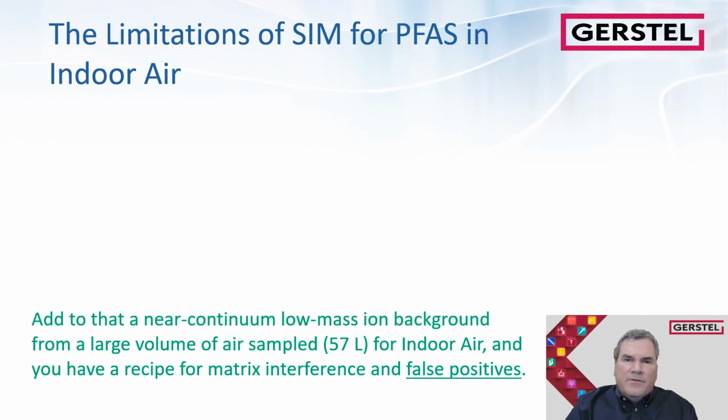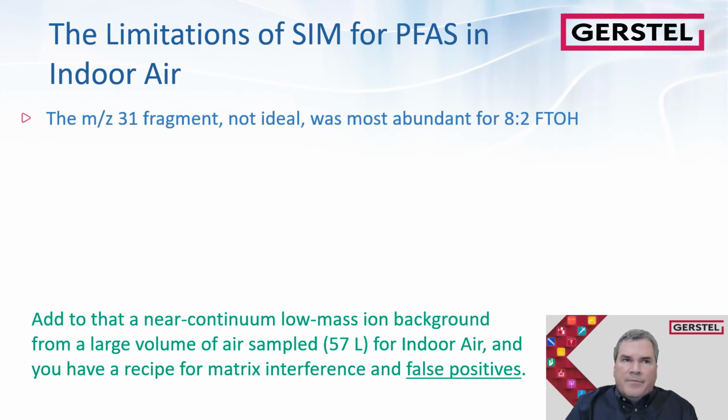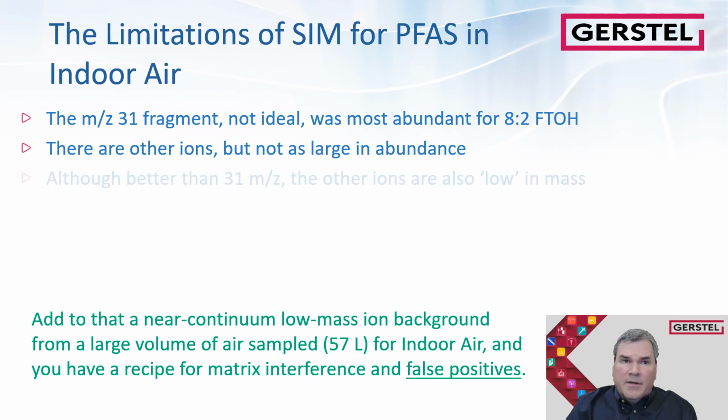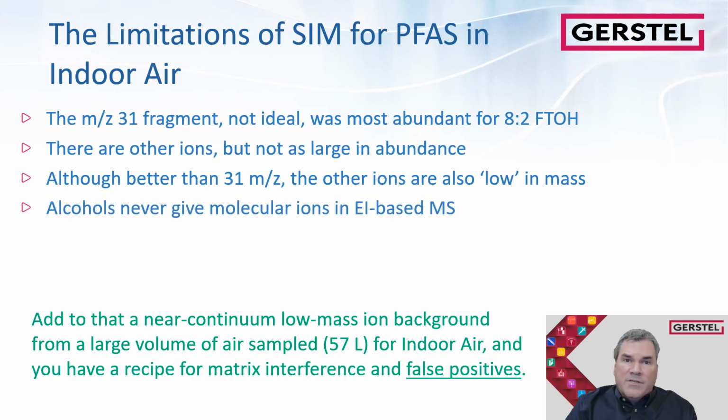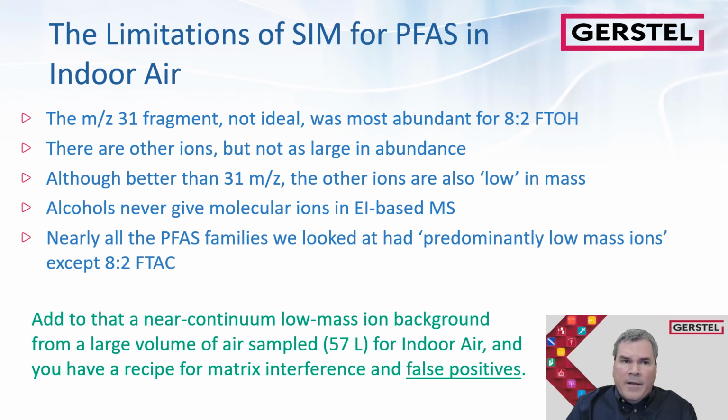So there are some limitations of using a single quad in SIM mode for PFAS in indoor air. The MZ31 fragment's not ideal. It's the most abundant though. There are other ions, but they're even smaller in abundance. Although better than 31 MZ, the other ions are also low in mass. And of course, any of these alcohols will never give you a molecular ion to begin with in an electron impact based ion source. If you take all of that and you add to a near continuum low mass background that comes from this huge amount of air that's sampled, you have a recipe for matrix interference and false positives. And pretty much with the exception of FTAC, which you saw previously, all of these compounds fall into this predominantly low mass ion trap.